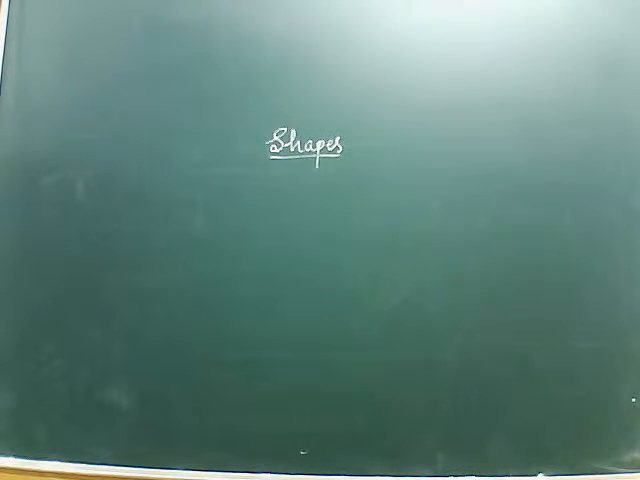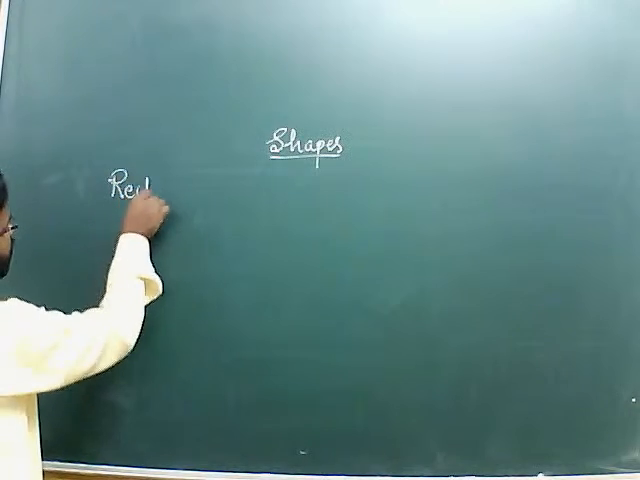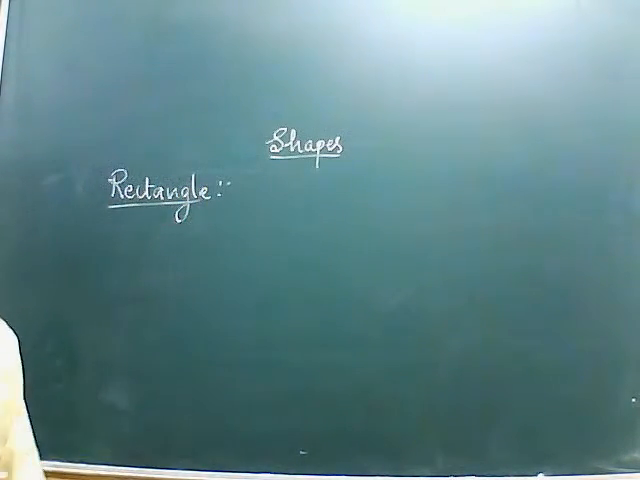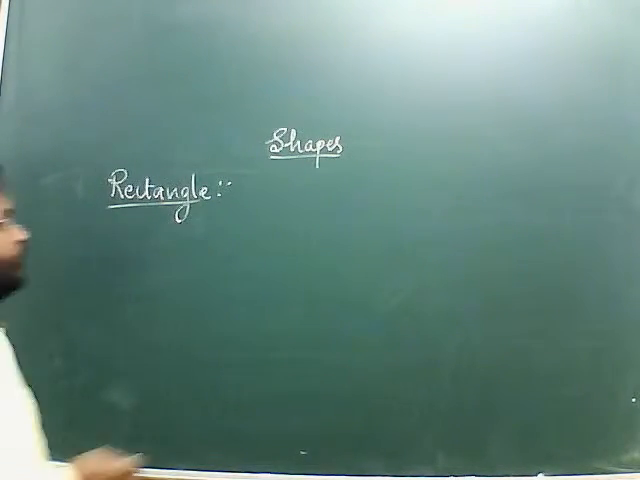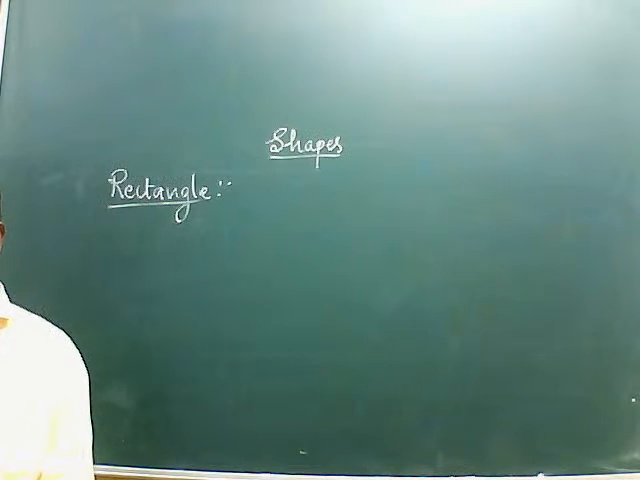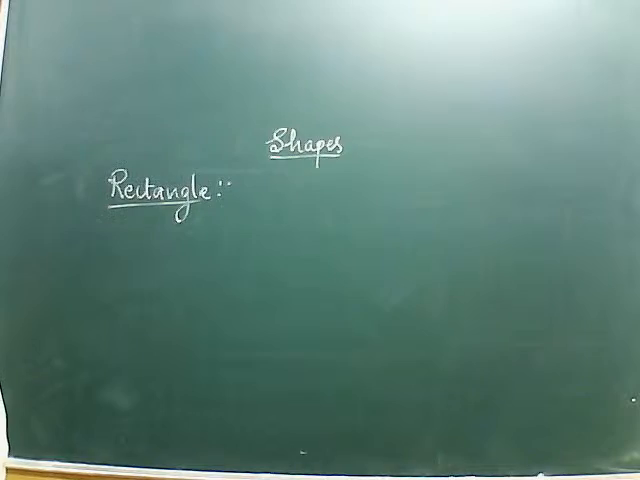Network problem. Okay, fine. So in shapes we learned about rectangles, squares, triangles, circles, and ovals. Let us discuss one by one. First let us take the rectangle. In a rectangle, we know that opposite sides are equal.